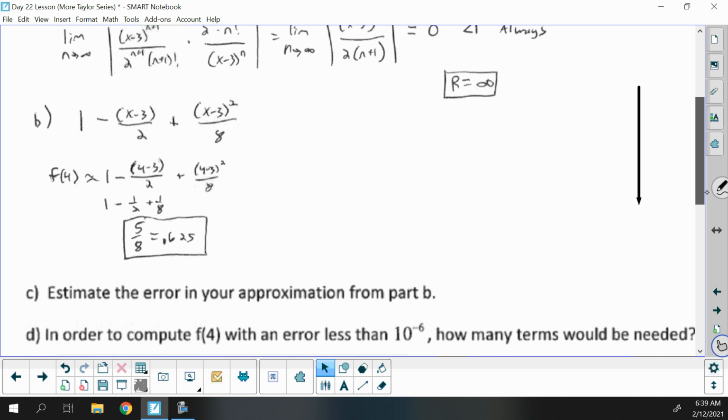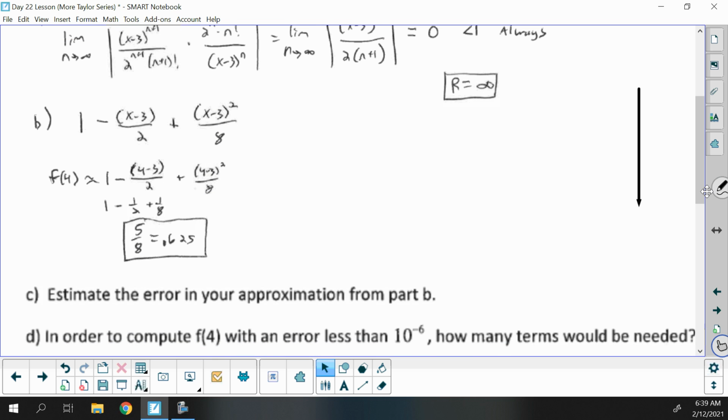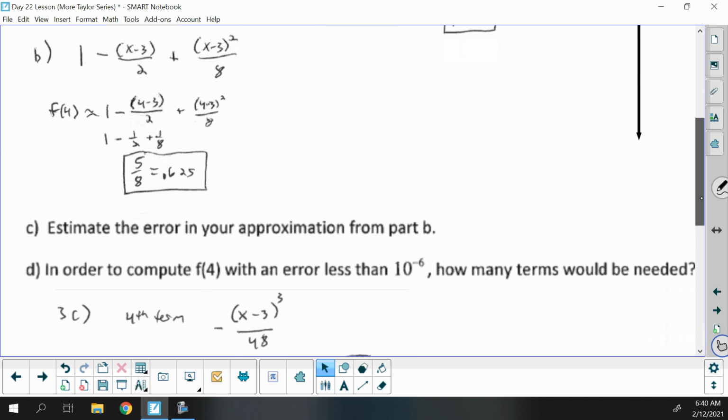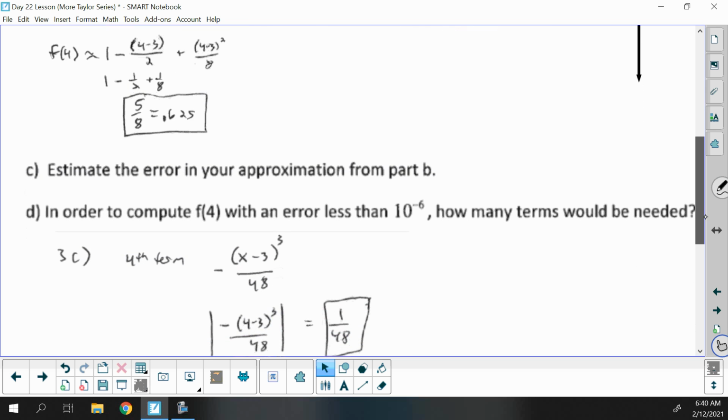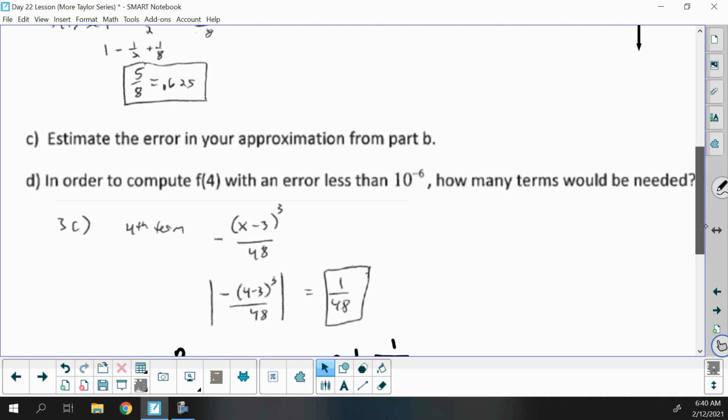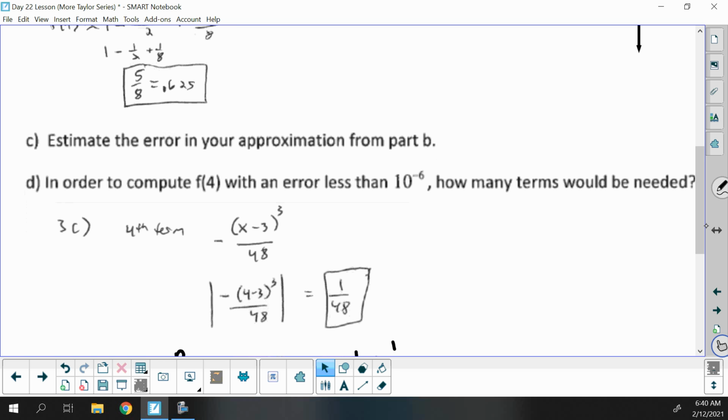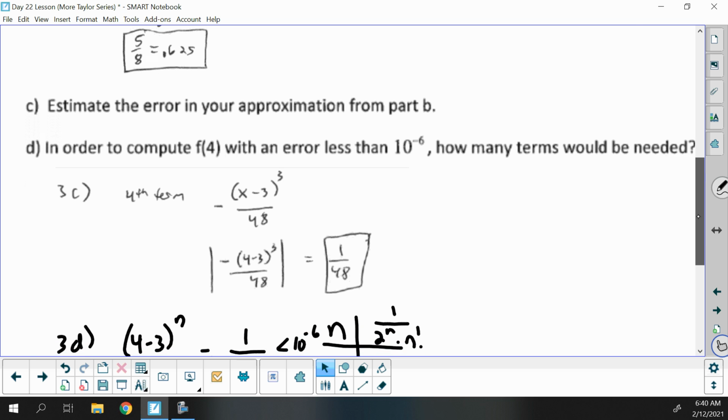We want to do our error. Well, notice we had an alternating series. So we would want to go to the next term. So we got to look at the fourth term, which is the one shown there. We were doing f of 4, so sub in your 4 for x. And the absolute value is your error. So we know our maximum error is 1/48.